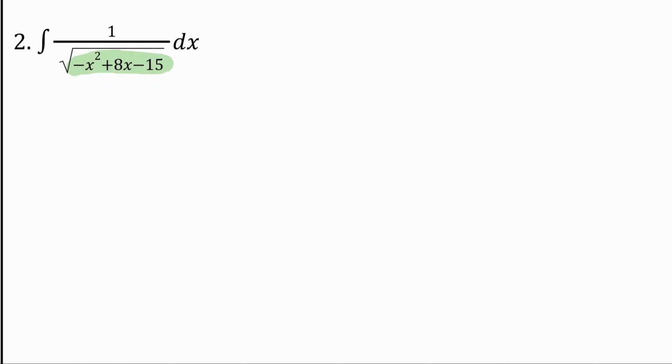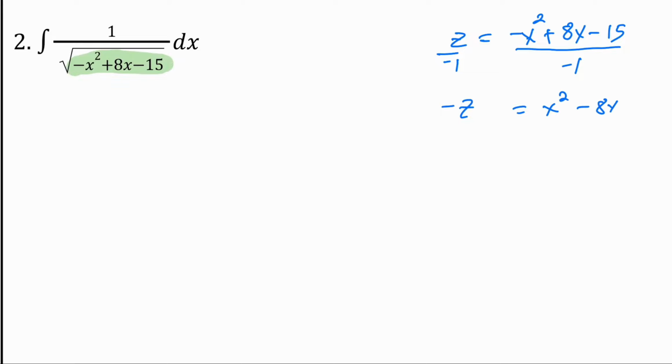Off to the side again, we'll call this z equals negative x squared plus 8x minus 15. One thing with completing the square is that the x squared has to be positive, so I'm going to divide everything here by that negative 1. So I have negative z equals x squared minus 8x plus 15. Since I have to move that 15 over to the other side, I end up with negative z minus 15 equals x squared minus 8x.